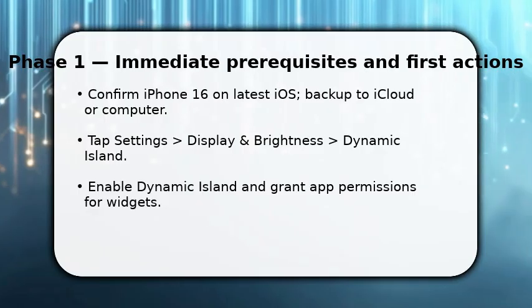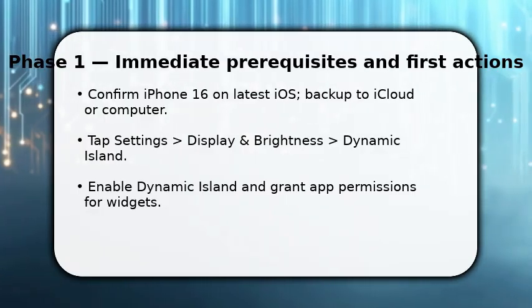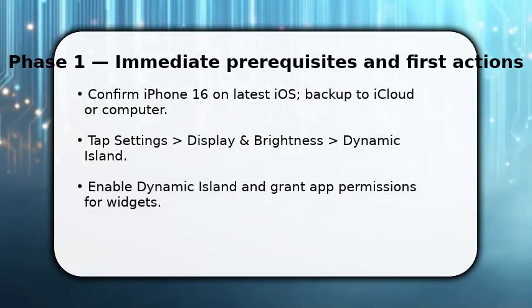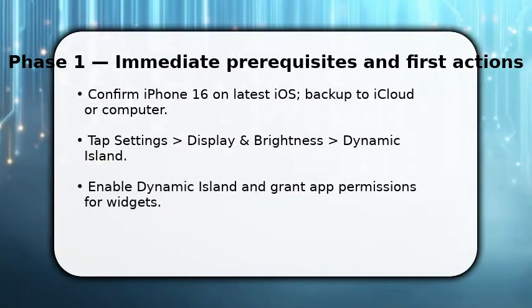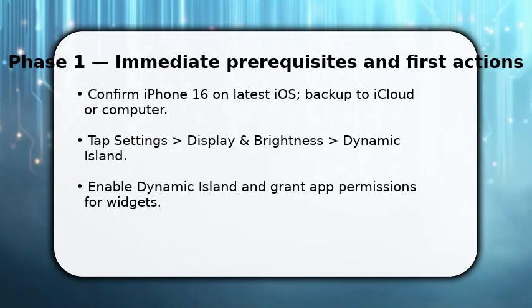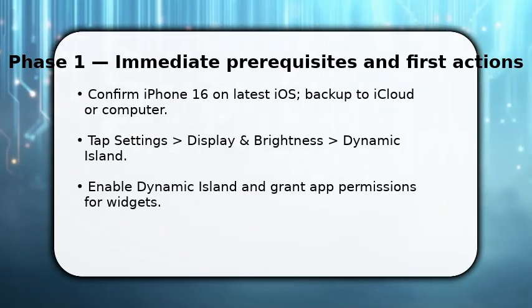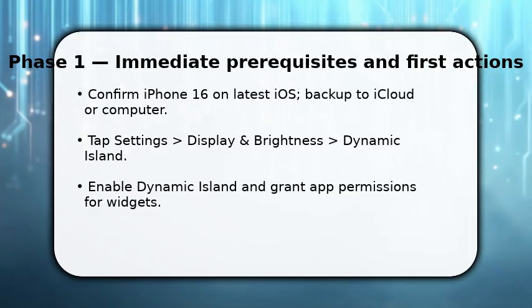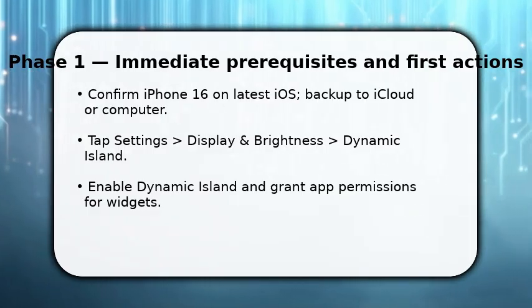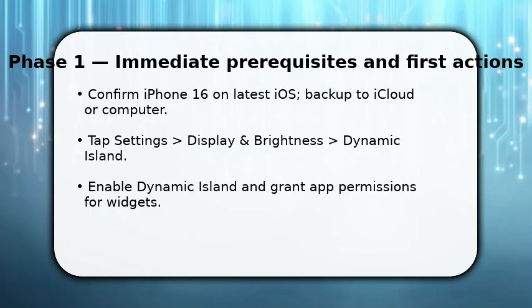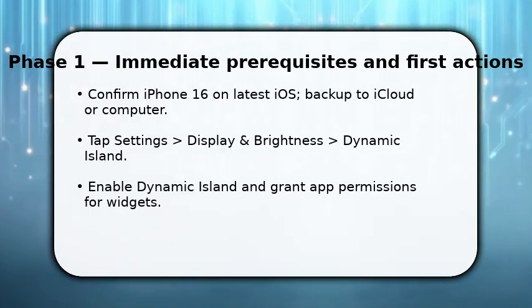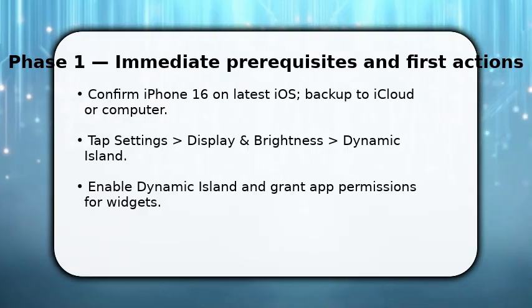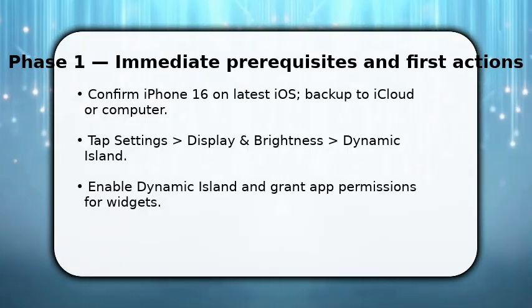You'll start by preparing the device. This avoids lost changes. First, make sure your iPhone 16 is on the latest iOS and that you have a recent backup. Now open Settings, go to Display and Brightness, then Dynamic Island. Turn it on and permit the apps you plan to use with widgets. These permission flips let the system surface content. Once done, open the app you want to customize so you can edit its dynamic island controls directly.